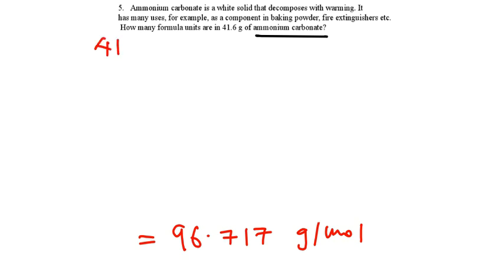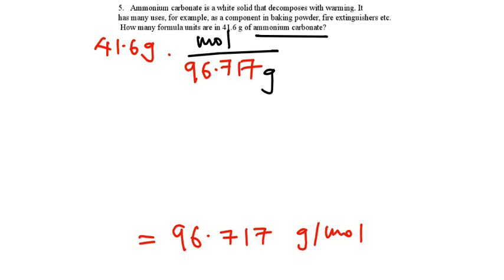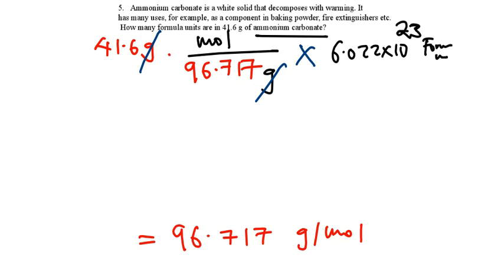So 41.6 grams divided by the molar mass 96.717, the units are grams per mole. So the mole will go on top. The idea there is you just divide the values, the grams will go, and then you remain with moles. Now you know that the number of moles is supposed to be multiplied by Avogadro's constant, 6.022 times 10 to the power 23. The units, in this case since we're trying to find formula units, you can call it formula units per mole.